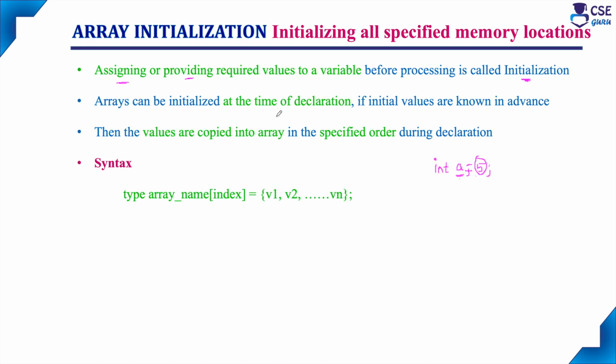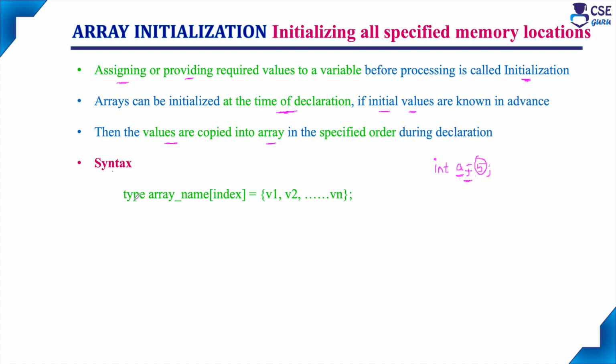Array can be initialized at the time of declaration itself. So like here, at the time of declaration itself, we can initialize the array. Or otherwise, wherever it is required, there we can initialize the value. Okay. So if initial values we know in advance, at the time of declaration itself, we can assign values. Then if you are assigning the values, immediately the values will be copied into the specified memory location. That is array elements.